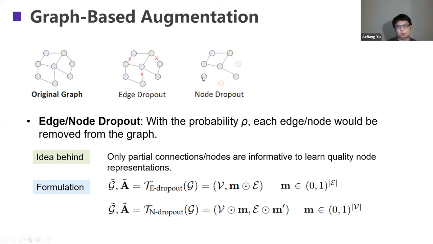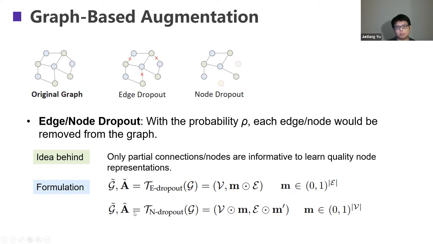It operates in a way that with a certain probability, each edge or node will be removed from the graph. And the idea behind this type of dropout is that we think any partial collections of edges or nodes are informative to learning quality node representations. It's easy to understand because in recommender systems, there is mainly noisy data. For example, you can click an item out of curiosity. So actually this data may not contribute to the model performance. So by dropping these useless edges or nodes, we can learn quality representations.